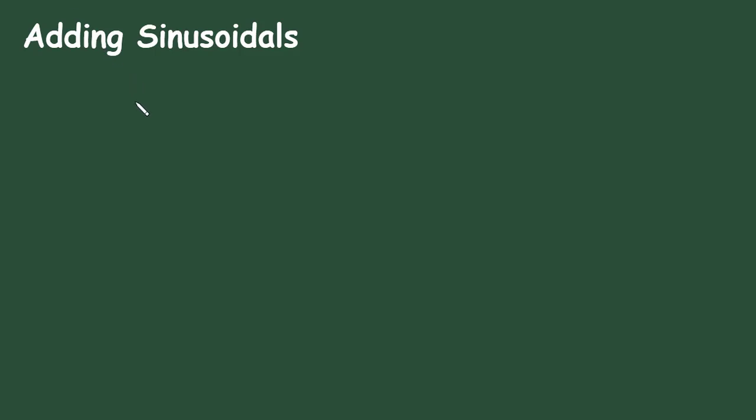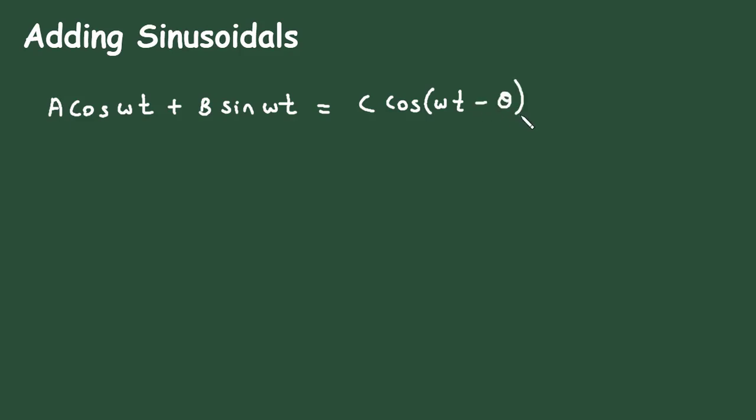In this video, we will see how we can add two sinusoids. So let's say A cos omega t plus B sin omega t is equal to. So they have different amplitude. Here the amplitude is A and here the amplitude is B. So it will be C cos omega t minus theta.